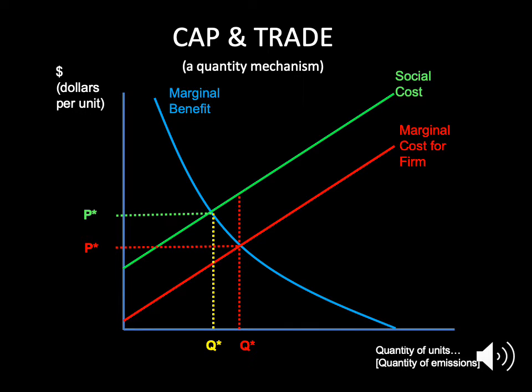If you recall in the previous video, we were comparing taxes with cap-and-trade. Cap-and-trade is the quantity mechanism that sets a given quantity like Q star, yellow Q star, and says you cannot go beyond this. So this is an example of that situation.